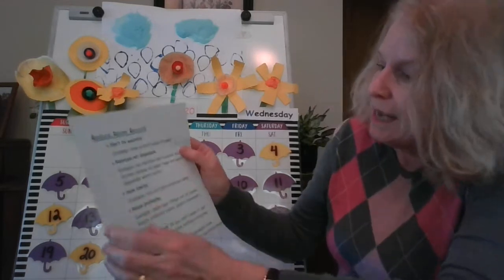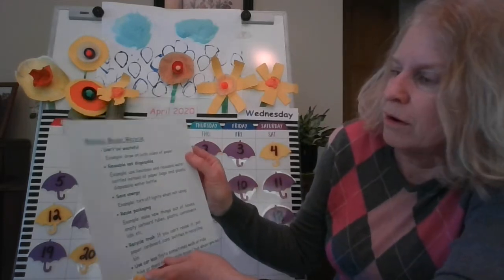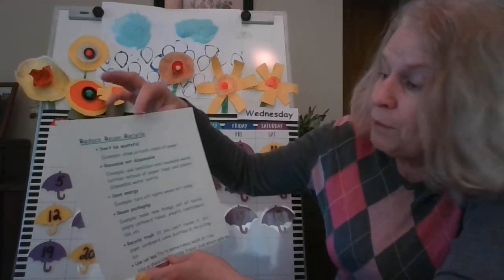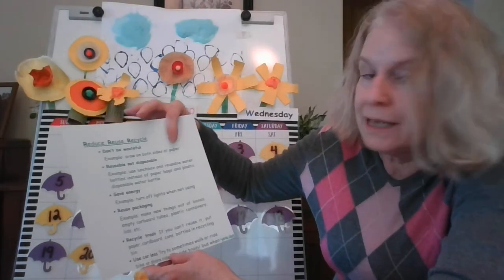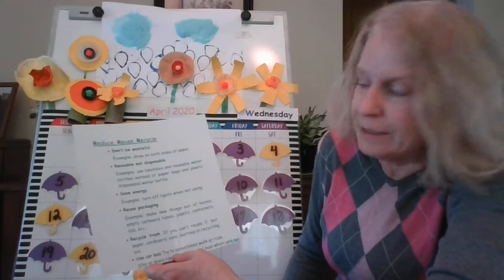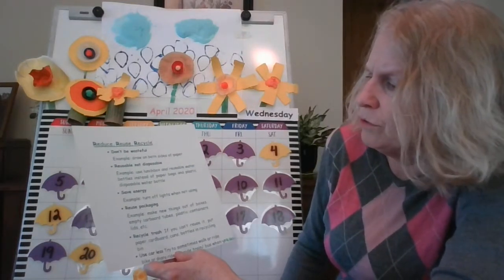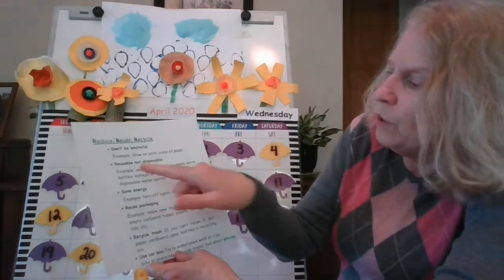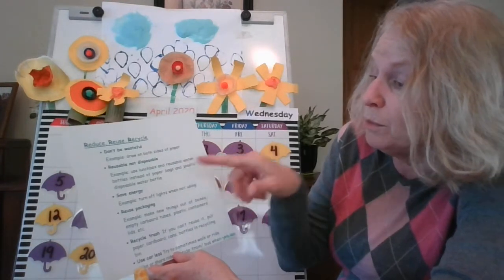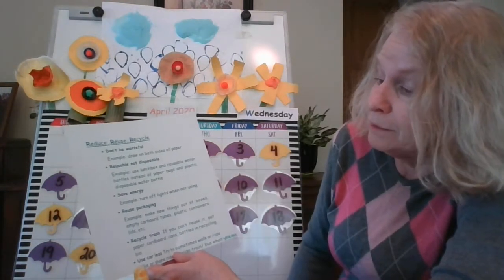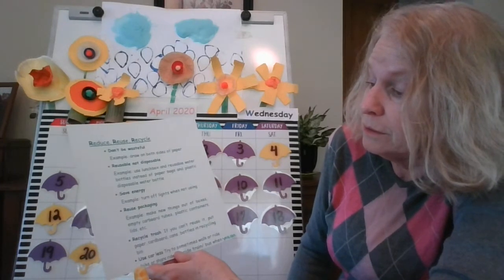So there's always different ways. Let's see how different ways we can take care of our planet. Don't be wasteful. Oh, here's a good idea. Draw on both sides of the paper. That's a good idea. So you don't have to use so much paper. Reusable, not disposable. Like use a lunchbox and a reusable water bottle instead of paper bags and plastic water bottles.